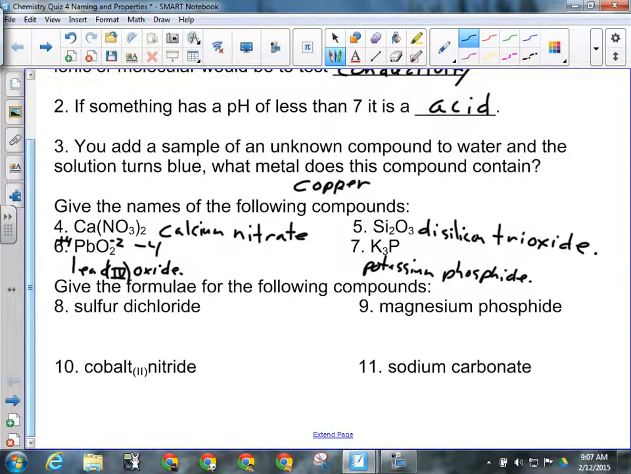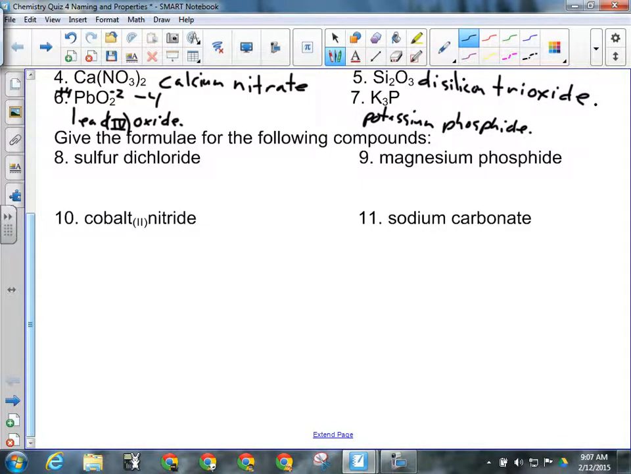Okay, number 8. We need to put down the formulas here. So sulfur is a nonmetal, and there's a prefix in here, so we're looking at, obviously, a molecular compound. Sulfur's formula is S. Dichloride means there's 2, SCl2.